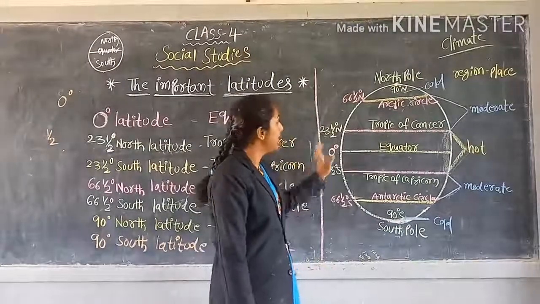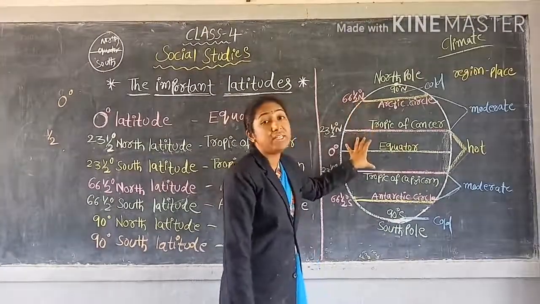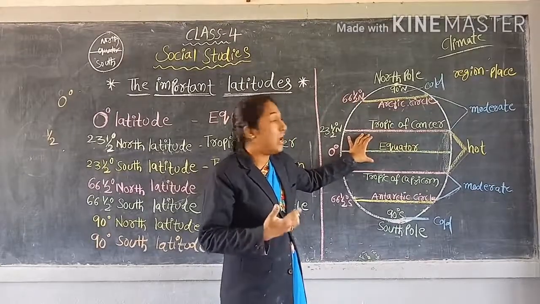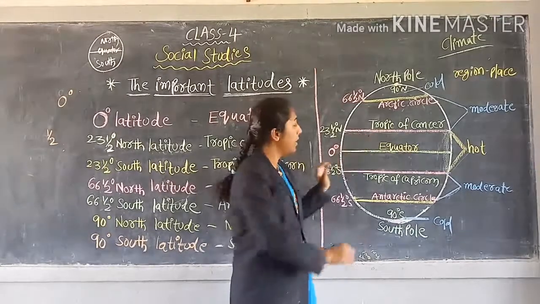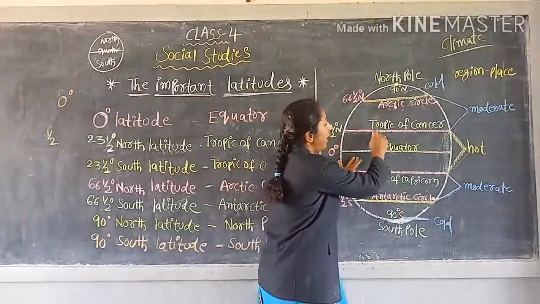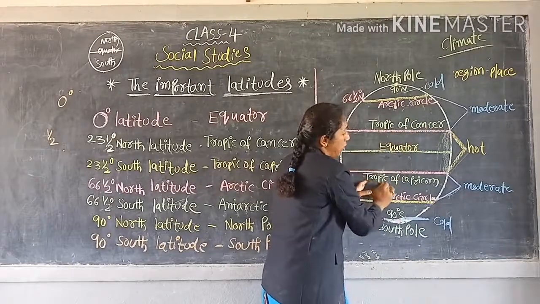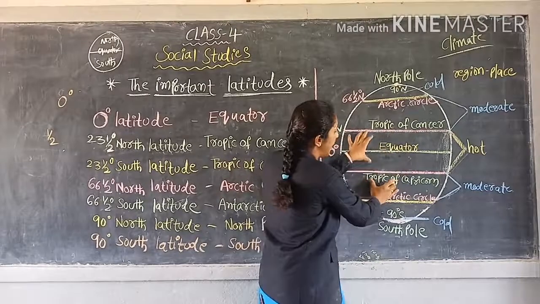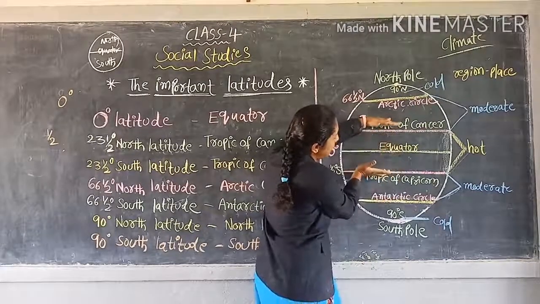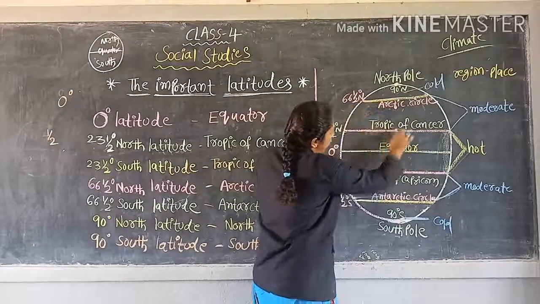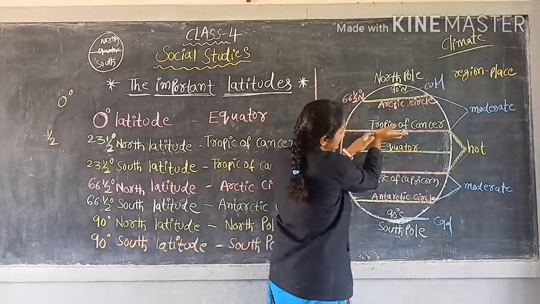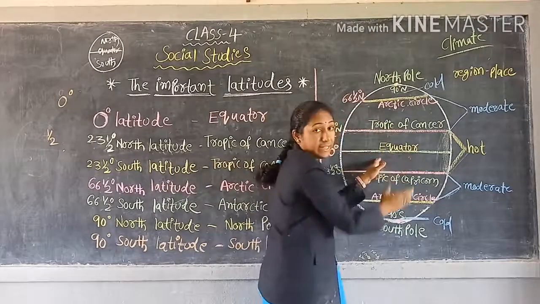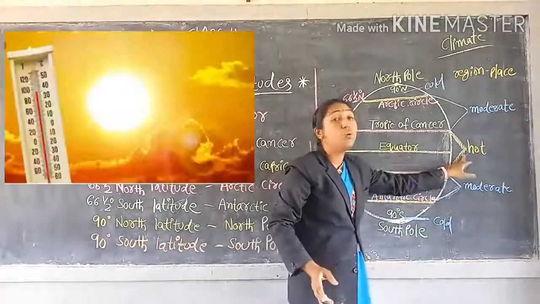Now children, let us see how the climate is in these places. Climate means weather. Look children, between the Tropic of Cancer and the Tropic of Capricorn, in these places, the climate is too hot.